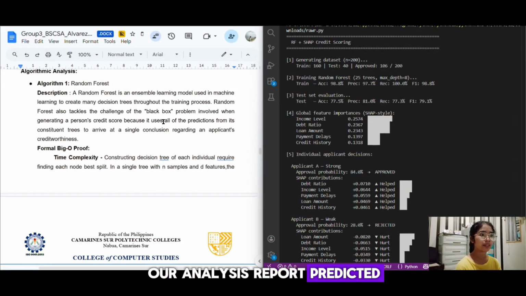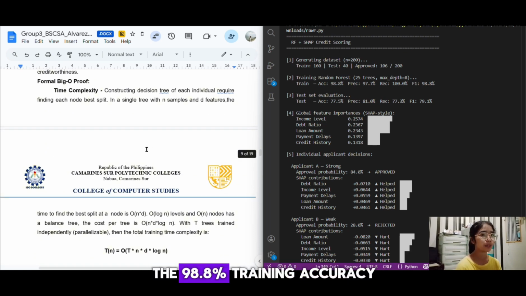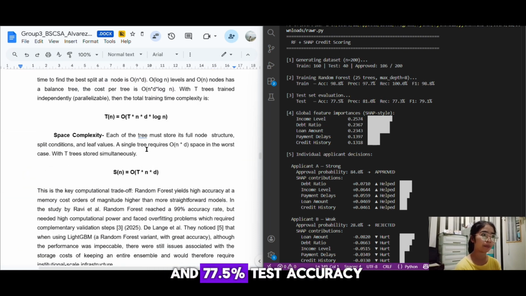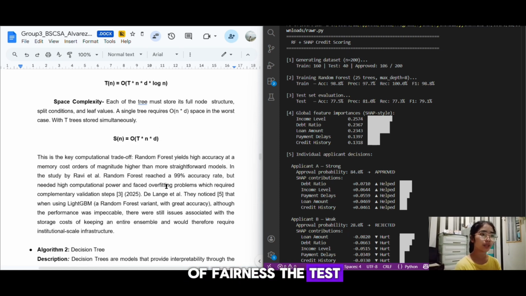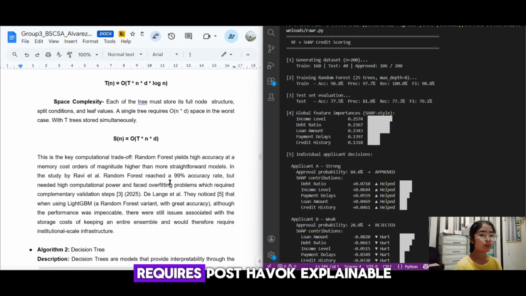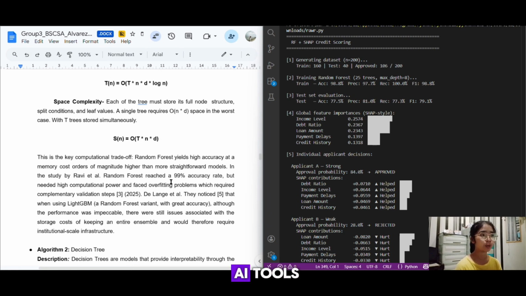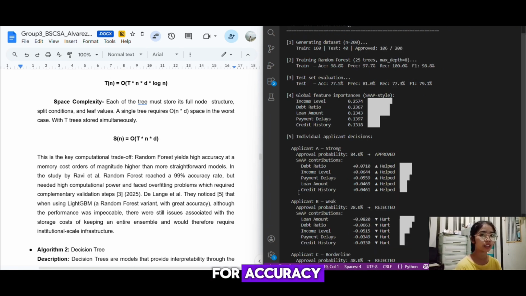Our analysis report predicted that the random forest algorithm will achieve the highest accuracy among the three algorithms. The 98.8% training accuracy and 77.5% test accuracy confirm this. The test drop is also predicted. The report explicitly notes that the random forest algorithm requires post-hoc explainable AI tools because it trades interpretability for accuracy, which is exactly the trade-off we observe.